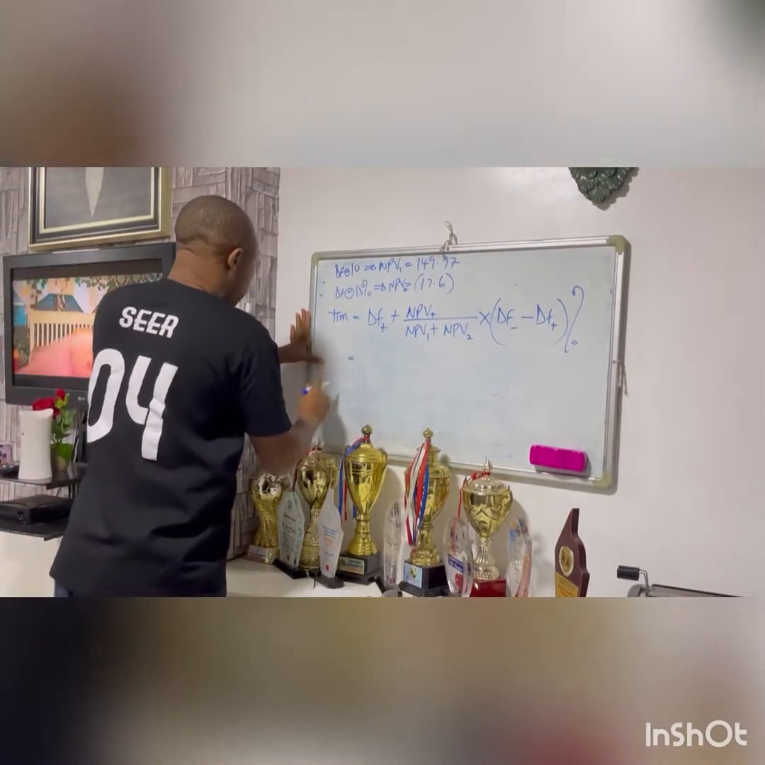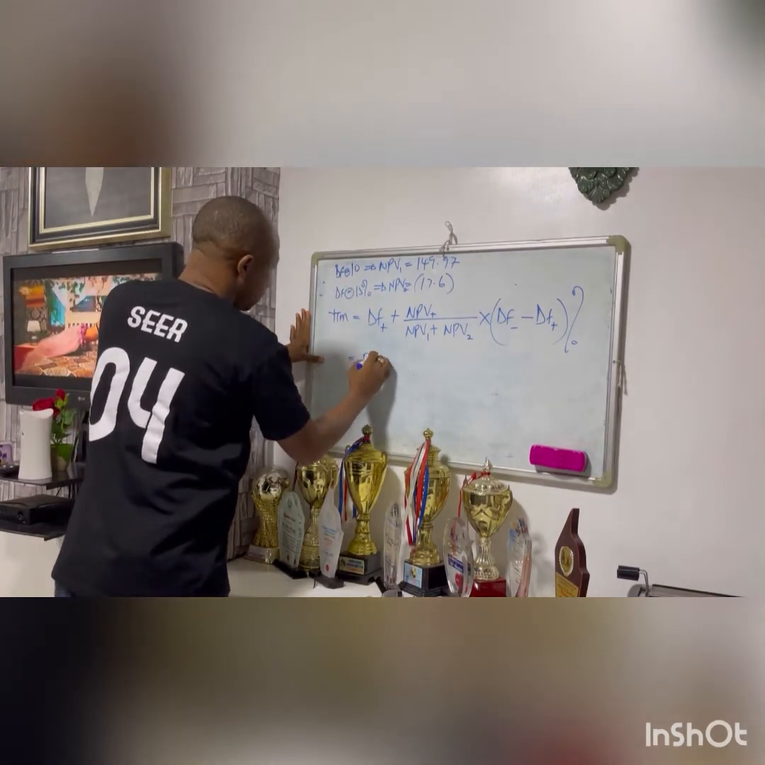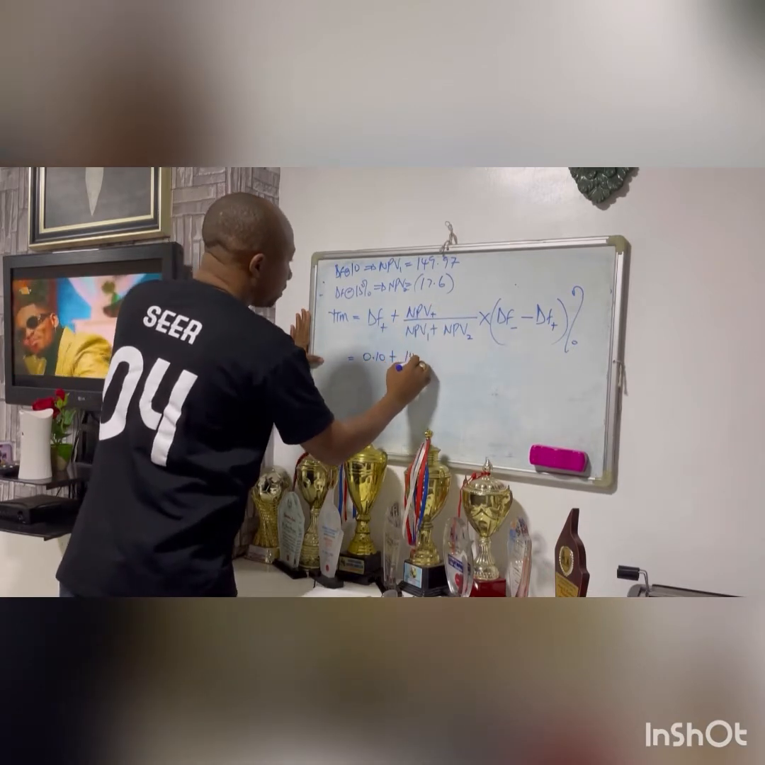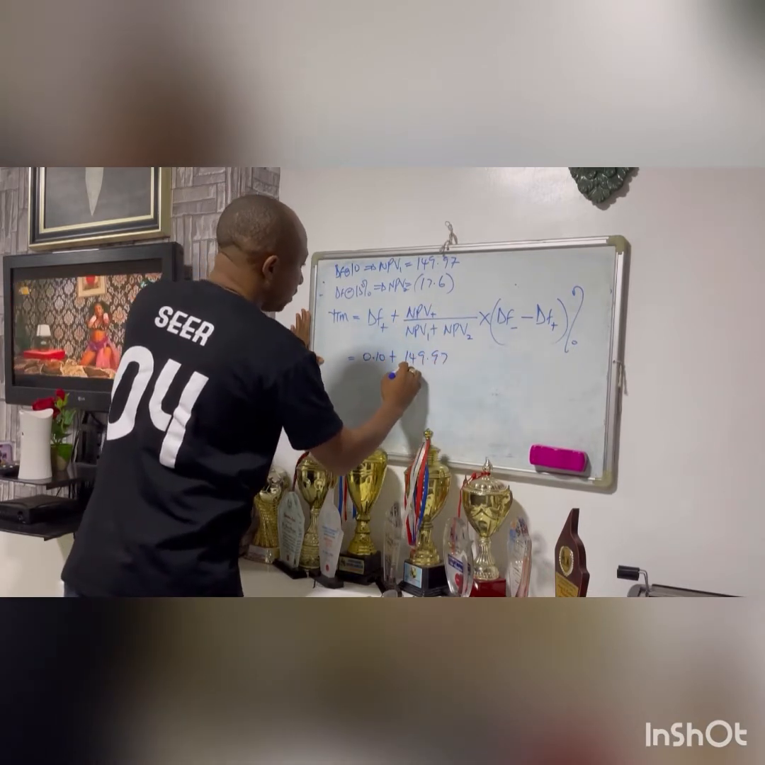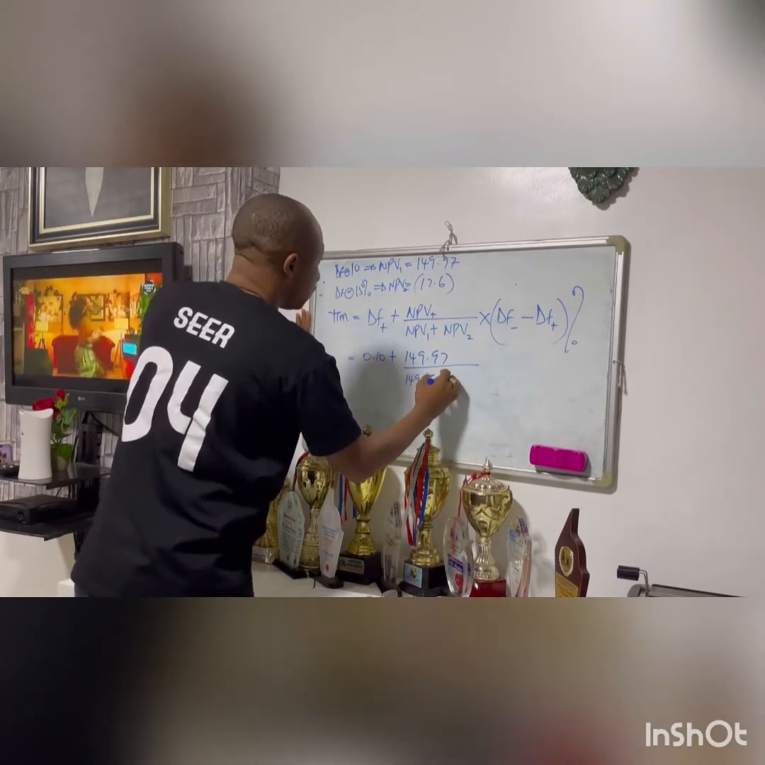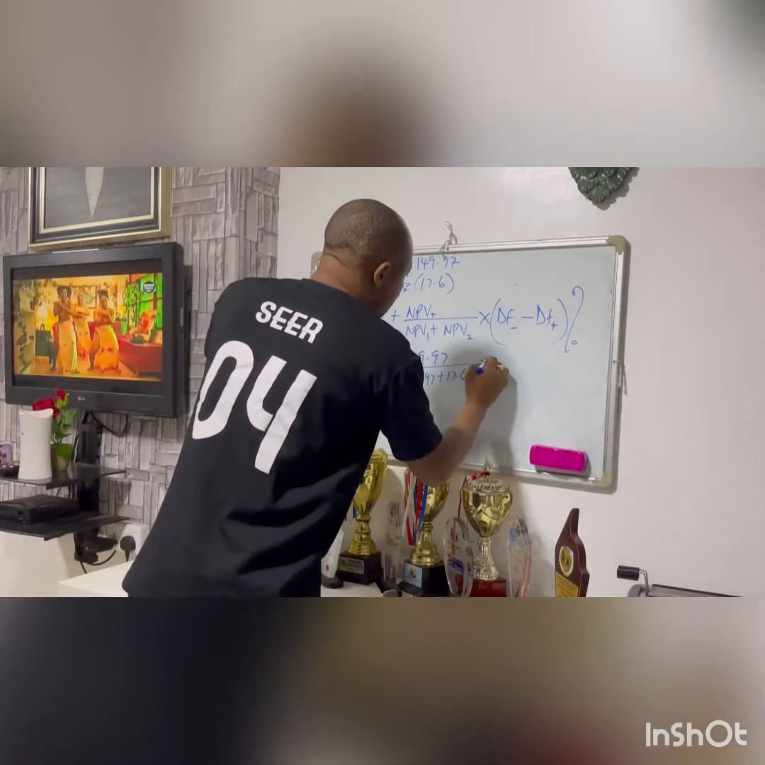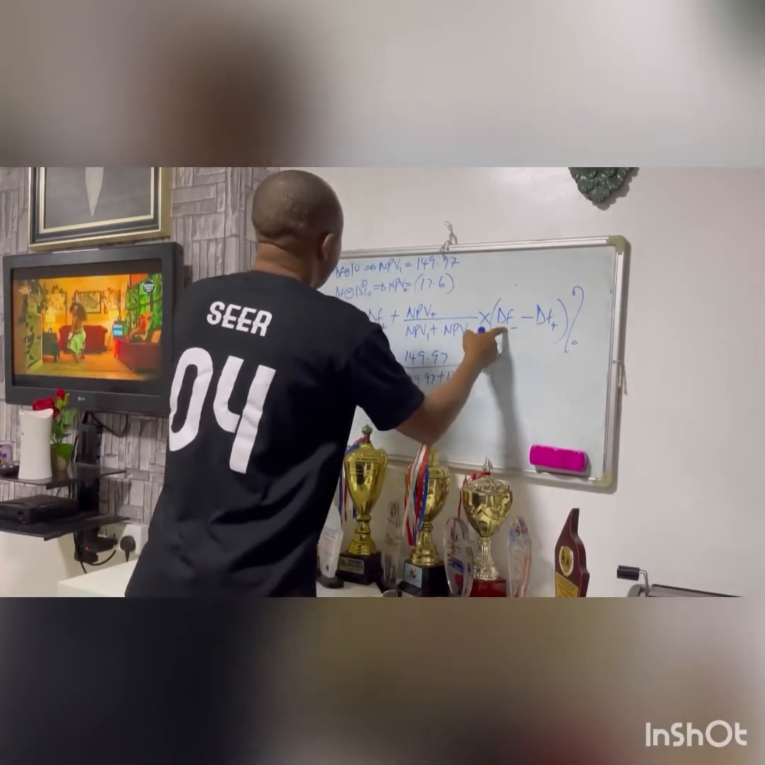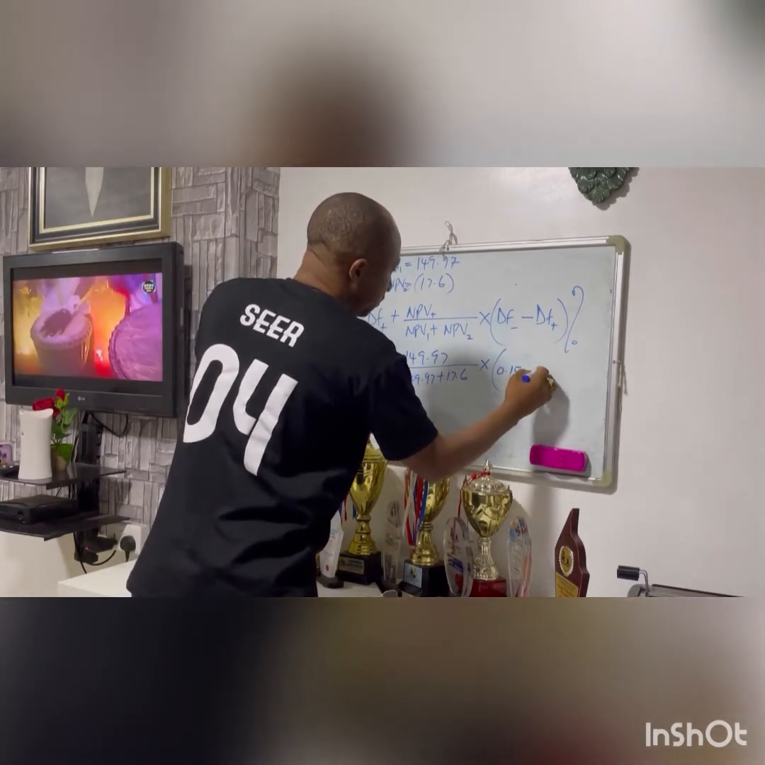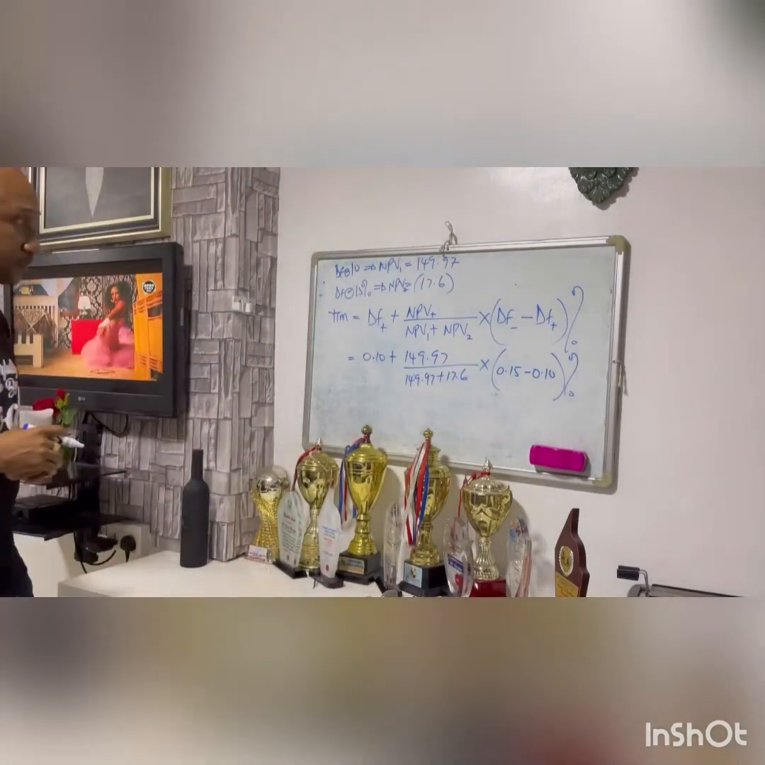Now at this point, I am going to input the figures. The discount factor that gave me the positive NPV is 10%, which I can write as 0.10, plus that positive NPV, 149.97, divided by 149.97 plus 17.6, multiplied by the discount factor that gave me the negative NPV, 0.15 minus 0.10. My answer must be in percentage.